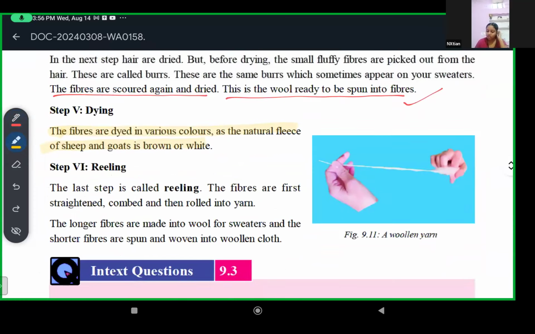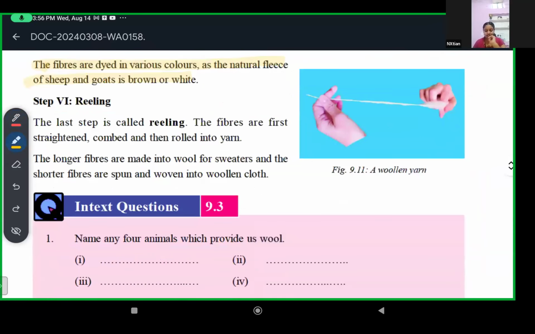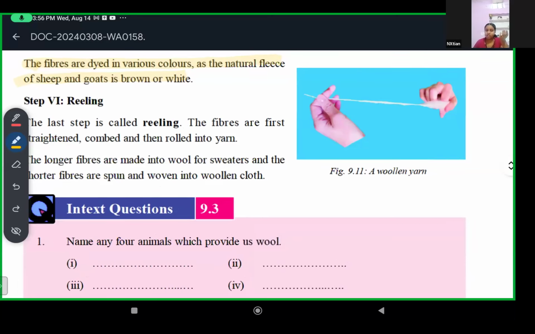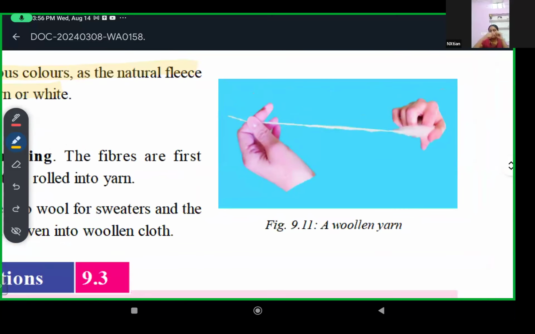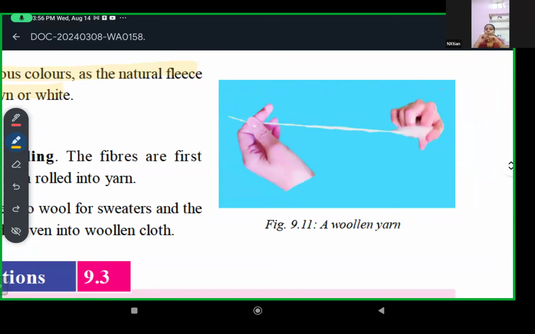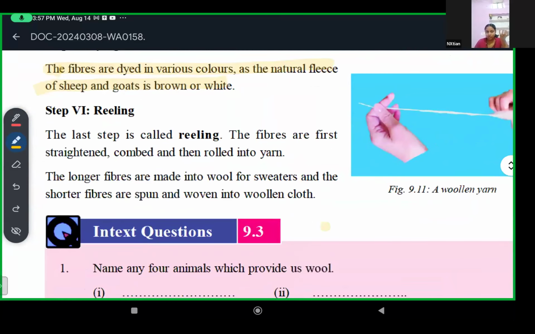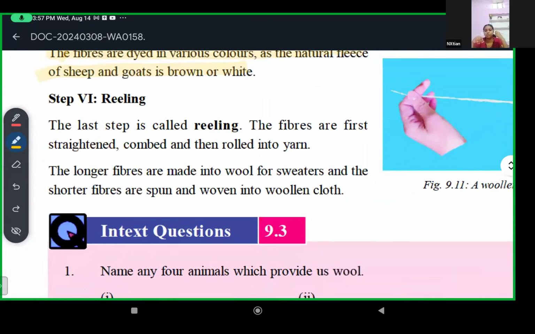Then the last step is known as reeling. Fibers are first straightened, combed, and then rolled into yarn. They straighten them, comb them through, brush them through, and then roll them into yarn. If you've seen a wool ball, it's a thread rolled into a ball. So they make it into that form. That's used for knitting and weaving also.